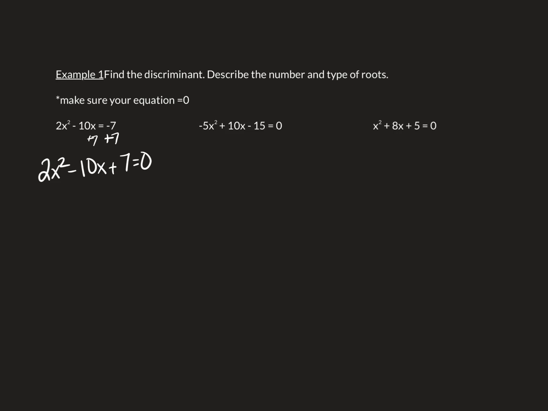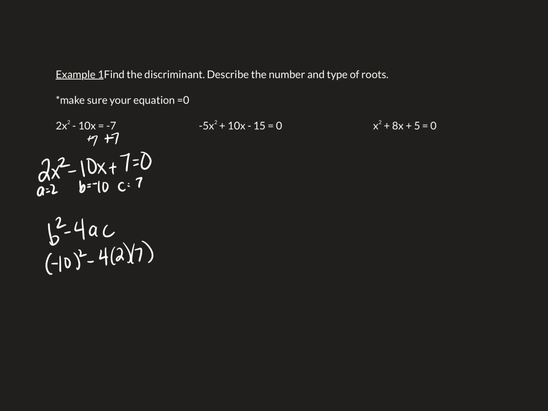When you're doing the quadratic formula or finding the value of the discriminant, it does not matter if your a value is 1. A can be any number with the quadratic formula. Okay, so a is 2 here, b is negative 10, c is 7. The discriminant is b squared minus 4ac. B squared minus 4 times a times c.